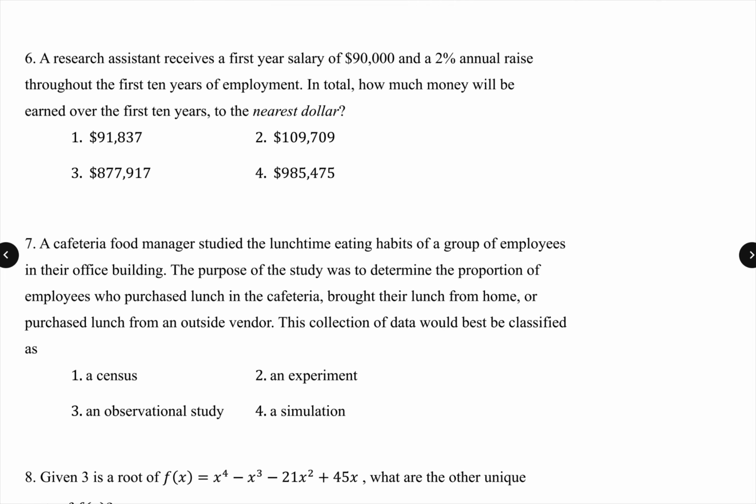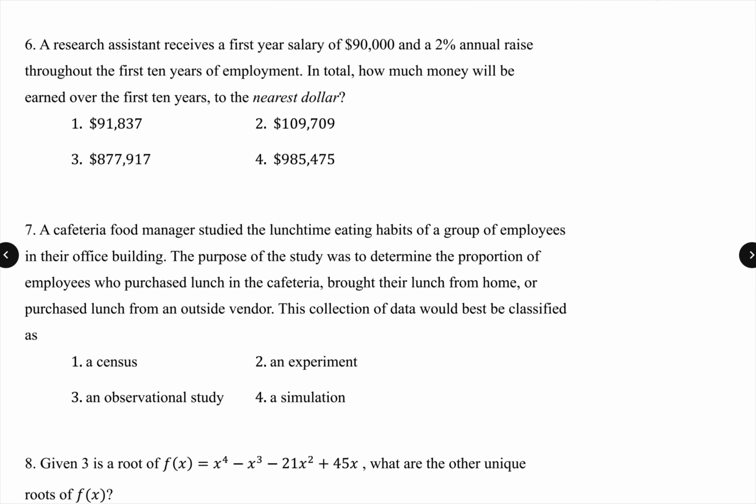Number 6. This one, a research assistant receives a first year salary of 90 grand and a 2% annual raise throughout the first 10 years of employment. In total, that's the big thing. In total, how much money will be earned over the first 10 years to the nearest dollar? So what does that mean? If I'm thinking total, I want to figure out how much money the research assistant made over those 10 years, not the first year, not the 10th year. I have to add them all up.